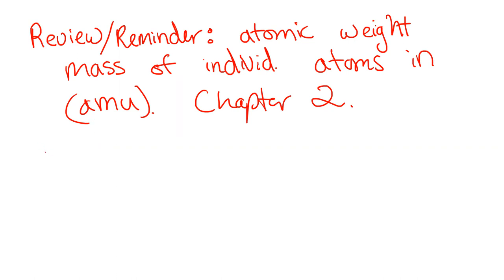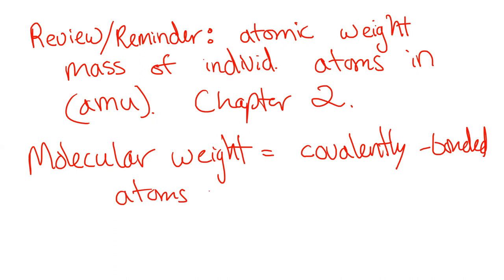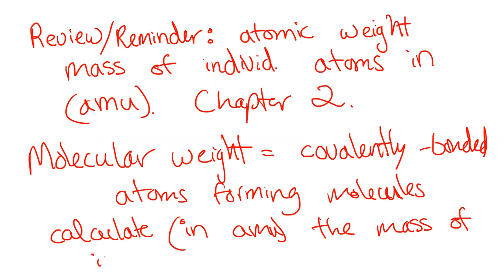And you can utilize those values to get a molecular weight, which would be covalently bonded atoms forming molecules, of course. So remember, molecules are formed from atoms that form covalent bonds. That gives you molecules. So then you can calculate in AMU the mass of individual molecules. And that should make sense. You just use the numbers that are associated with each element. So if you think about that, you guys okay if I move to the next slide?